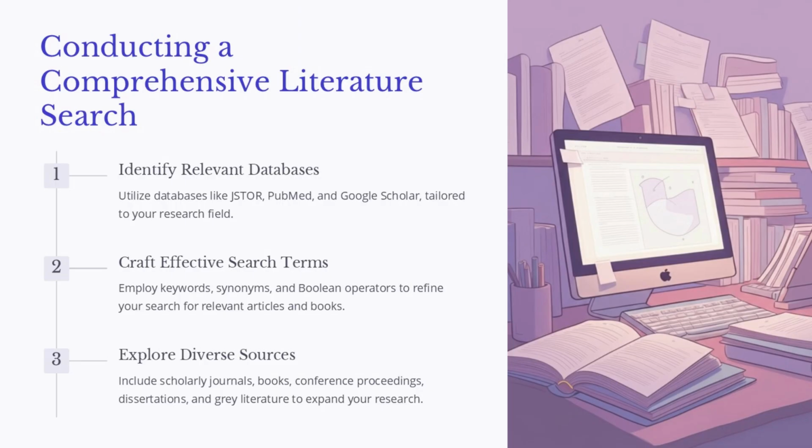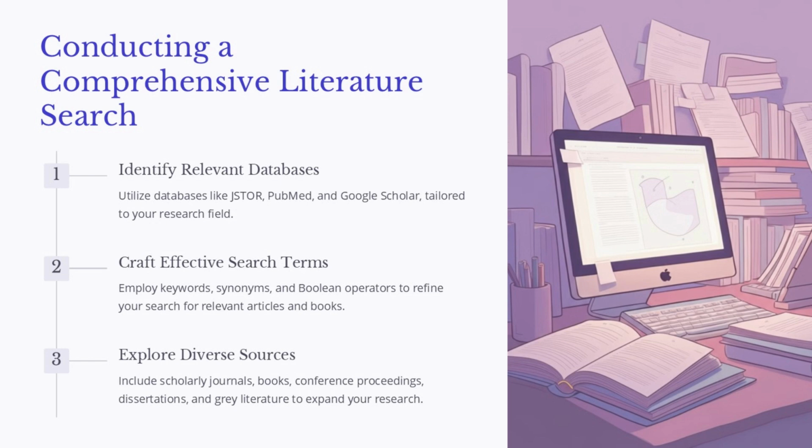The goal of this slide is to outline the key steps for conducting a comprehensive literature search to support your research. First, it's important to identify the most relevant databases for your field of study. Databases like JSTOR, PubMed, and Google Scholar can provide access to a wealth of scholarly articles, books, and other sources. Next, you'll want to craft effective search terms using keywords, synonyms, and Boolean operators. This will help you refine your search and find the most pertinent information.